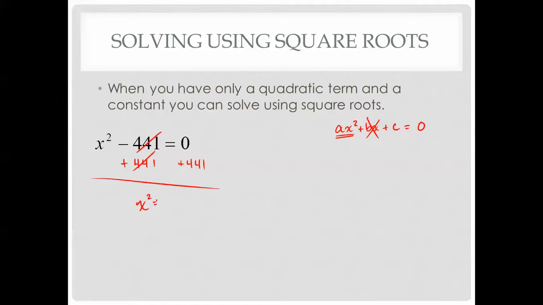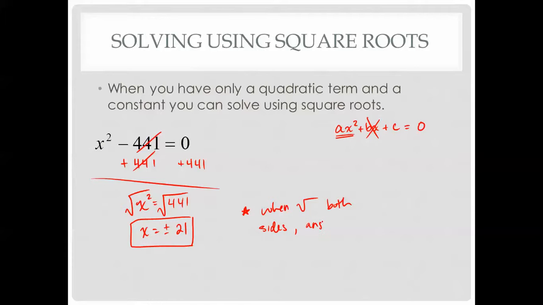x squared equals 441, and then I'm going to go ahead and square root both sides. So let me do that real quick. We get x equals, when I square root both sides, plus or minus 21. Remember, when you square root both sides, your answer must say plus or minus. Okay?